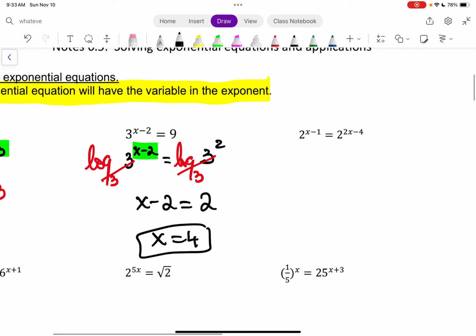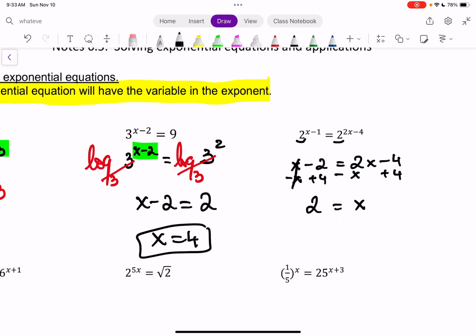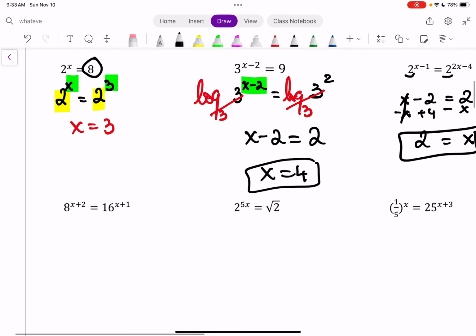Okay. The next equation is very straightforward, as you already have the bases that are matching. So therefore, the exponents must be matching as well. And we transform our exponential equation into a very simple linear one. So we'll get the x's to one side, the constants to the other. So there we have 2 equals x, and done. All right.